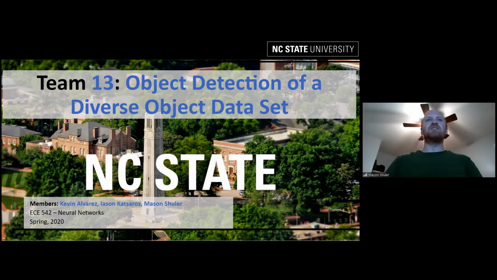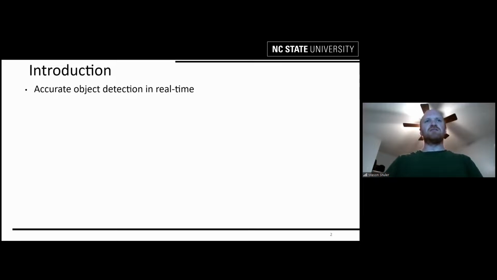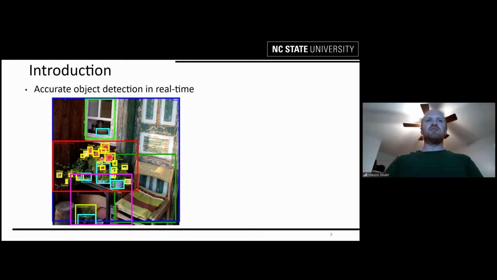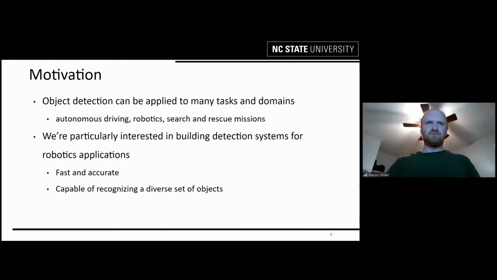We worked on object detection of a diverse object data set. So our goal was to create an accurate model that could detect objects in real time. So by that, we wanted to create a model that could detect the location of different objects from different classes in an image. So for example, we have this picture here that contains multiple objects from different classes, and we're highlighting the region of the image that those classes occupy.